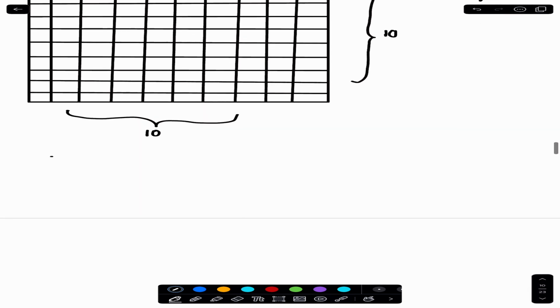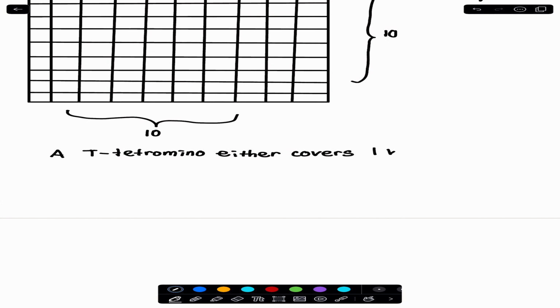Very important fact. And then we're going to recall that a T-tetramino, the weird one, either covers 1 white and 3 black, or, sorry, let me just fix that, or 3 white and 1 black squares.